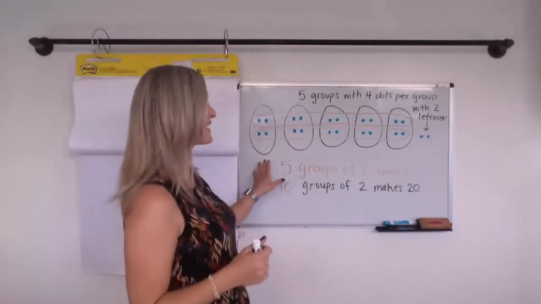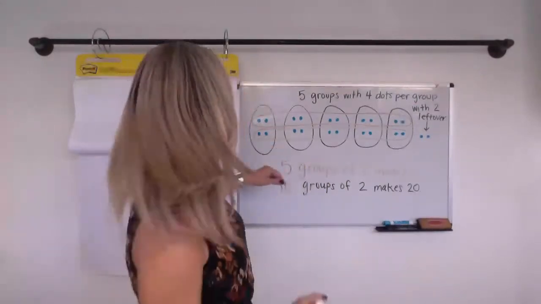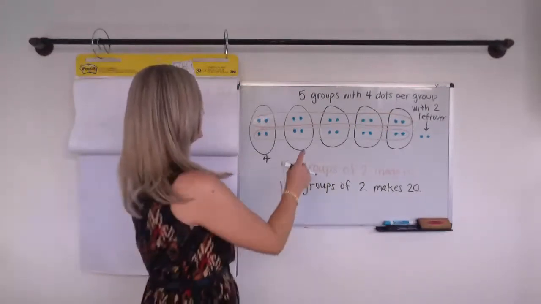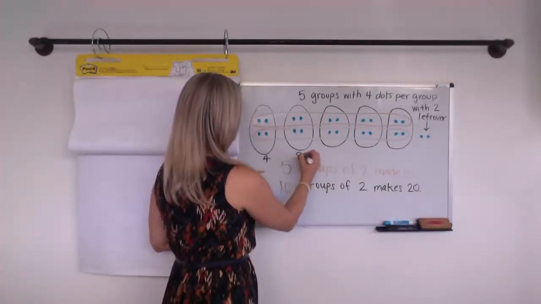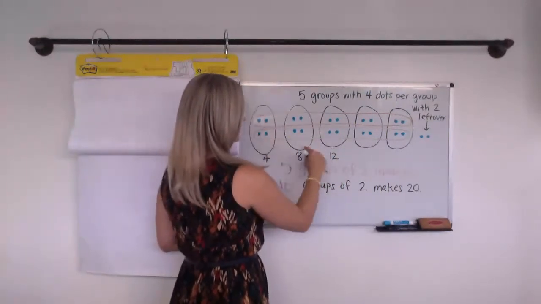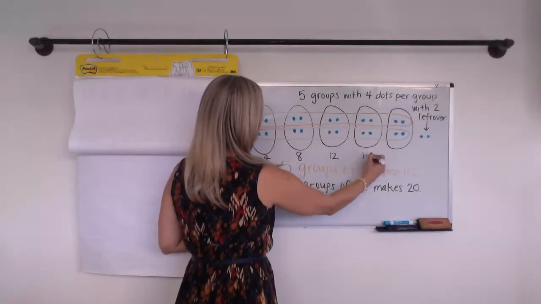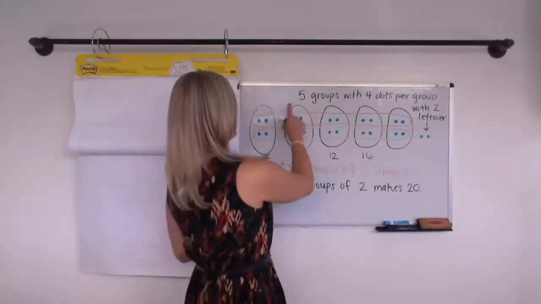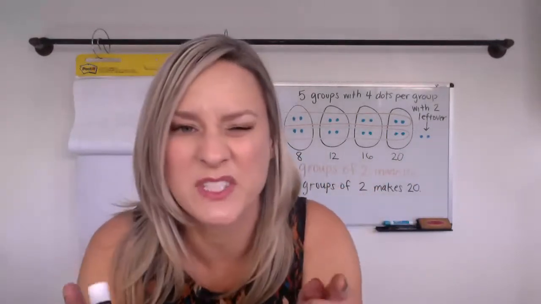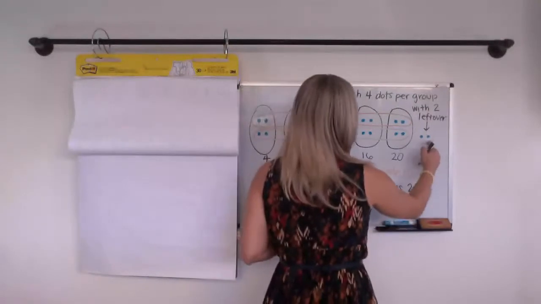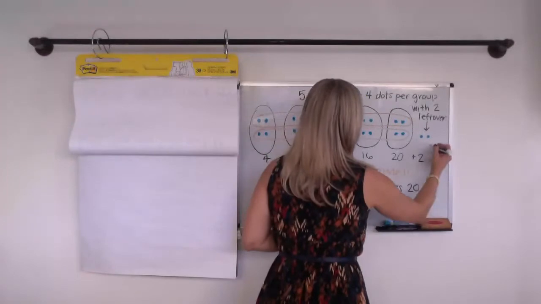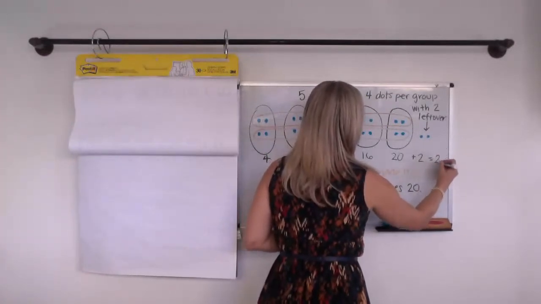So let's see if we can count by 4s. All right, try it with me. Ready? 4, 8, 12, 16, and 20. So we landed on 20, but now we have to do the plus 2, right? Because there was a little plus 2 right there. It didn't make it into the group. So that makes 22. 22 all together.